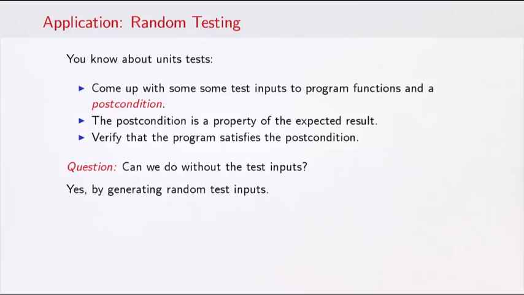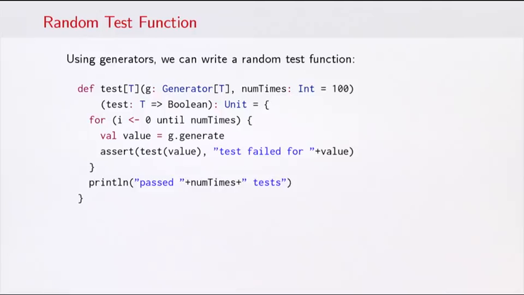So typically you would need to be smart about finding a lot of good test inputs that exercise the program in all possible program paths. So a question is, can we do it without all the hassle of finding these test inputs? Can we do completely without the test inputs? And the answer is yes, in some cases at least, if we can simply generate random test inputs. So all the hard work of coming up with the input values we leave to the random value generator. So here's an example of how we can do that with the generators that we have defined so far.